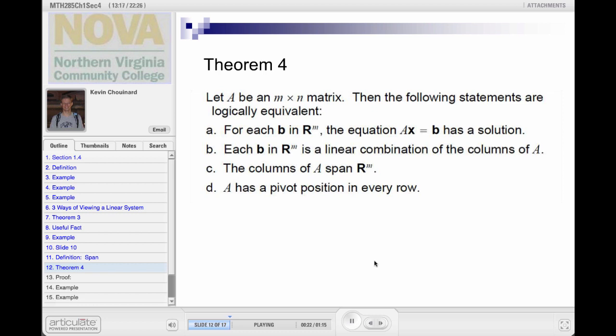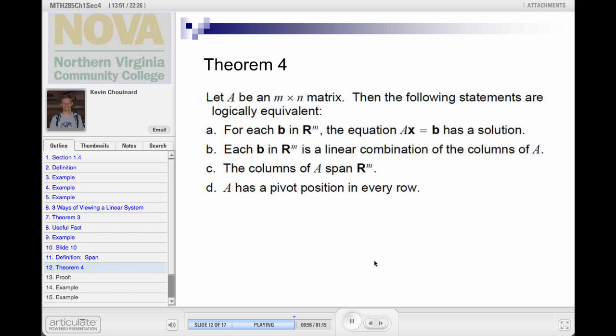For each vector b with m components, the matrix equation AX equals B has a solution. If that's true, then in addition, for each B, the B is a linear combination of the columns of A. In addition, the columns of A span the entire space, and the matrix A has a pivot position in every row.